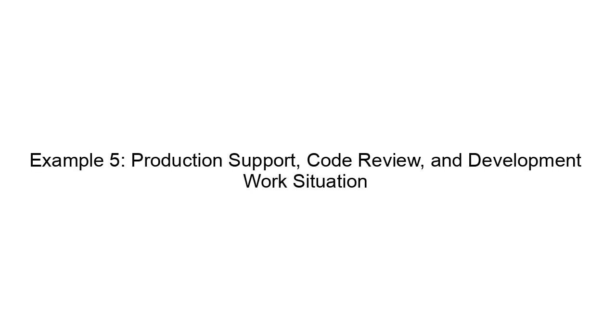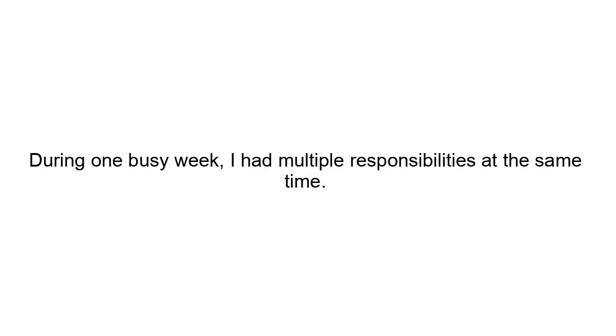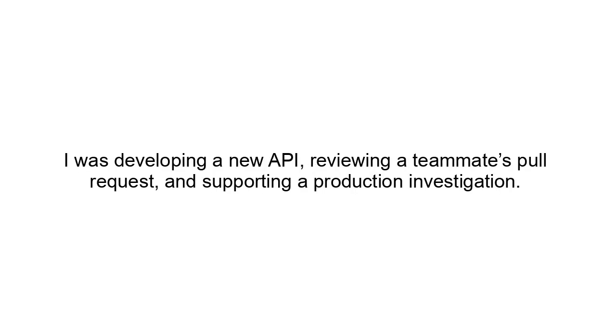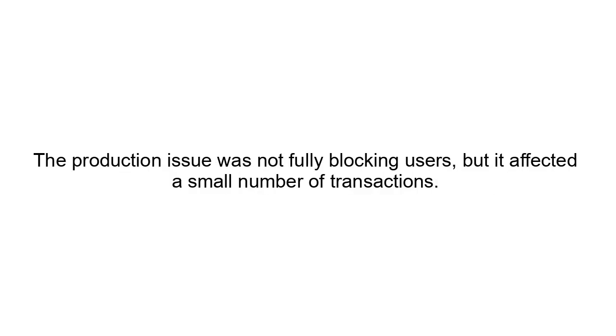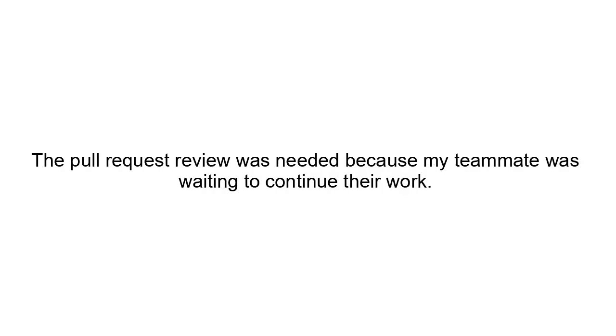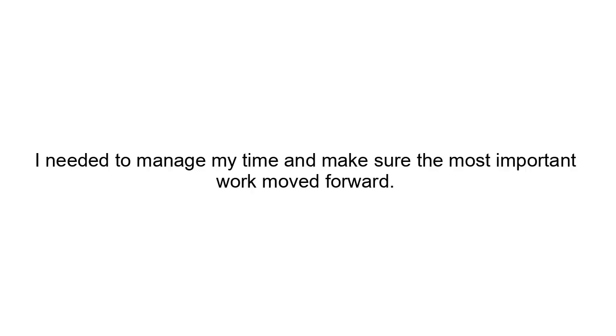Example 5. Production support, code review, and development work situation. During one busy week, I had multiple responsibilities at the same time. I was developing a new API, reviewing a teammate's pull request, and supporting a production investigation. The production issue was not fully blocking users, but it affected a small number of transactions. The pull request review was needed because my teammate was waiting to continue their work. Task: I needed to manage my time and make sure the most important work moved forward.